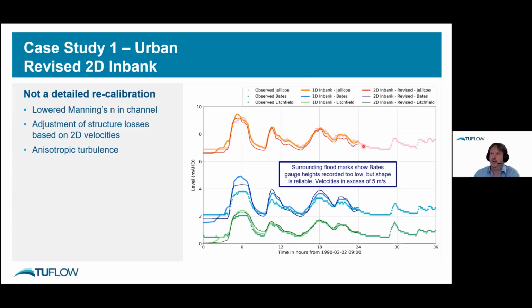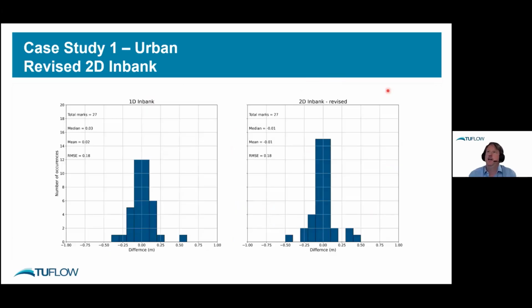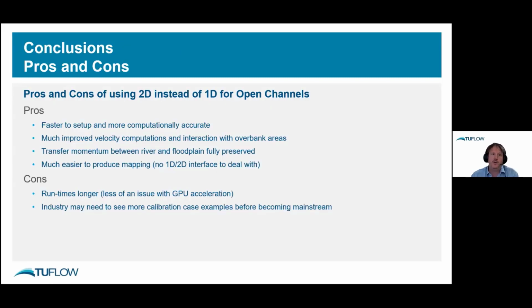So we're getting a reasonable time series, and if we actually compare the histogram of those calibration points, of those 27 grade 1 calibration points, we can see we're very similar. Our root mean squared error is very similar. We've actually got more of those points in the highest plus or minus 0.05 band, but our mean and median are quite similar, and we're getting a similar level of calibration. So that's quite reassuring. So pros and cons of using 2D instead of 1D for open channel.